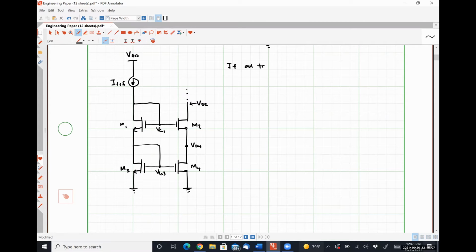All right. So if all transistors M1 through M4 have the same W over L ratio, then VGS1 through 4, right? So all of our VGSs will be VTH plus VDSAT.